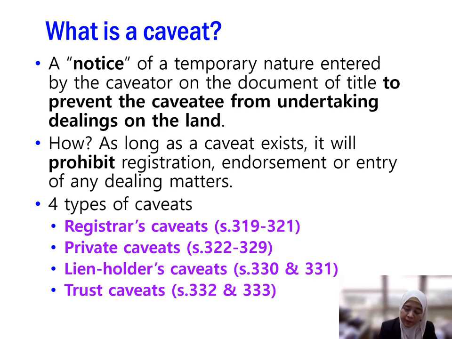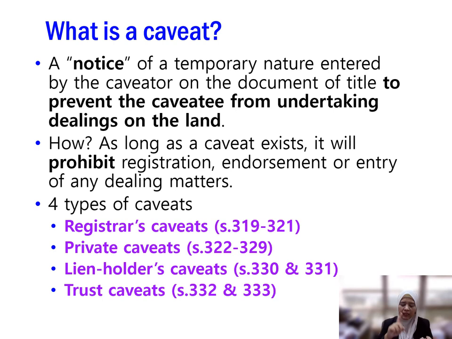Who enters? The caveator enters. Normally, the caveator is someone who has a registrable interest or has an interest on the property, to prevent the caveatee from undertaking dealings on the land. Dia tak benar, it will prevent any dealings to be conducted on the land. How will caveat prevent the caveatee from undertaking dealings? Because as long as a caveat exists, it will freeze the title. It will prohibit any registration, any endorsement, any entry of dealing matters.